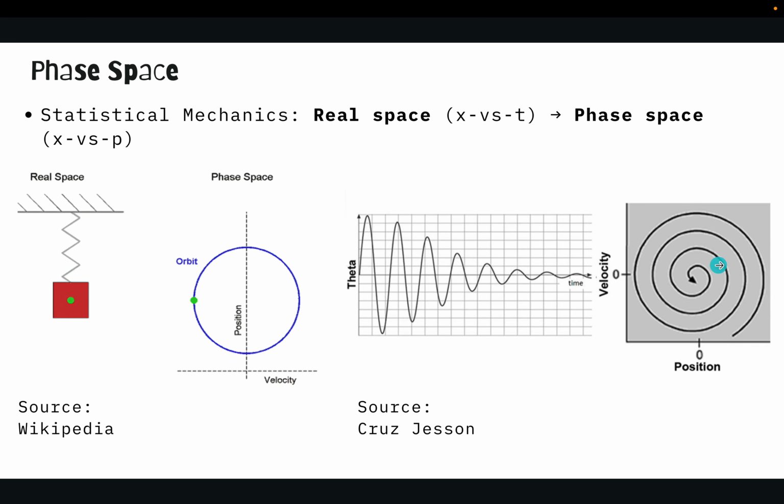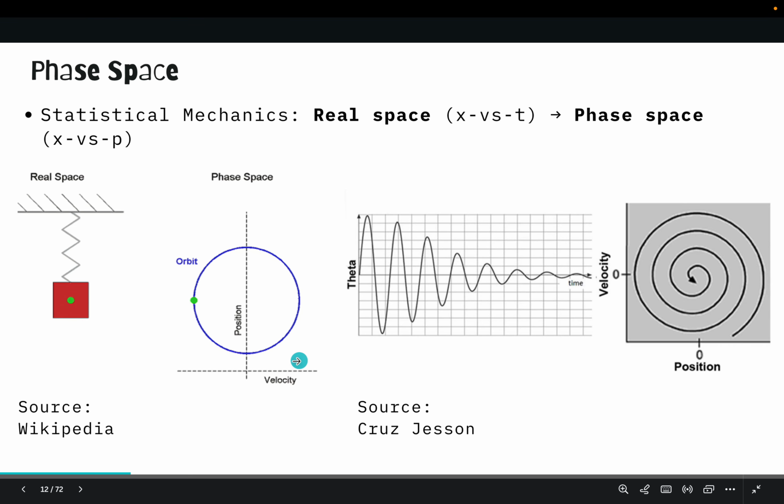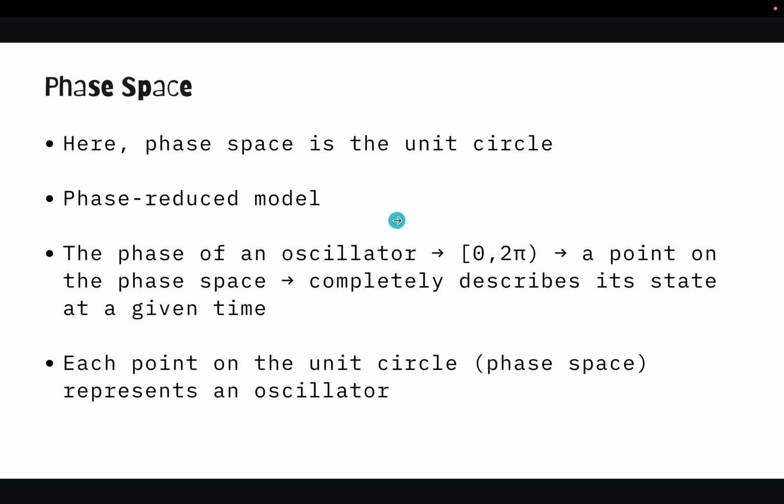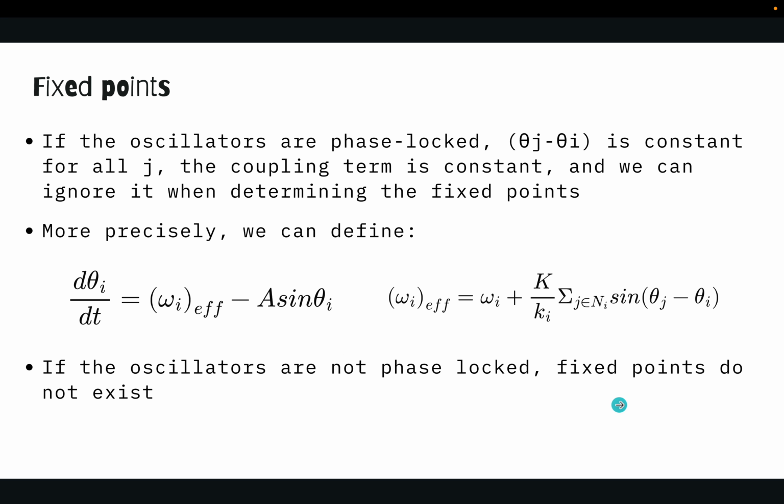Here you need to know both the velocity and the position. To plot a point on this space, you need to know both the velocity and the position, otherwise you cannot plot it. But here it's just one, that's why it's called a phase reduced model. Now the phase of an oscillator, 0 to 2 pi, is a point on the phase space, and it completely describes the state at a given time. And each point on the unit circle, which is our phase space, can represent an oscillator.